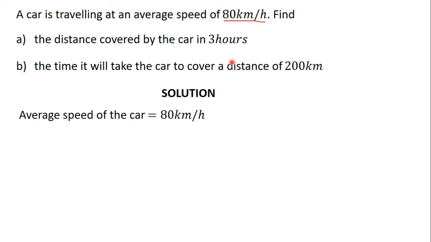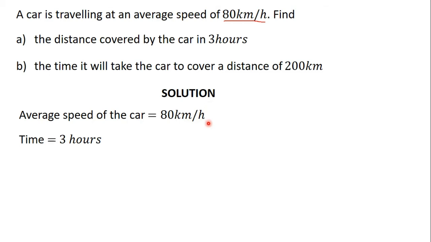We know that the average speed of the car is 80 kilometers per hour. We want to find the distance that the car will cover in a time of 3 hours. So for the first part of our question, we are going to find the distance that the car will cover in a time of 3 hours. So time is equal to 3 hours. And from the question, the average speed of the car is 80 kilometers per hour.